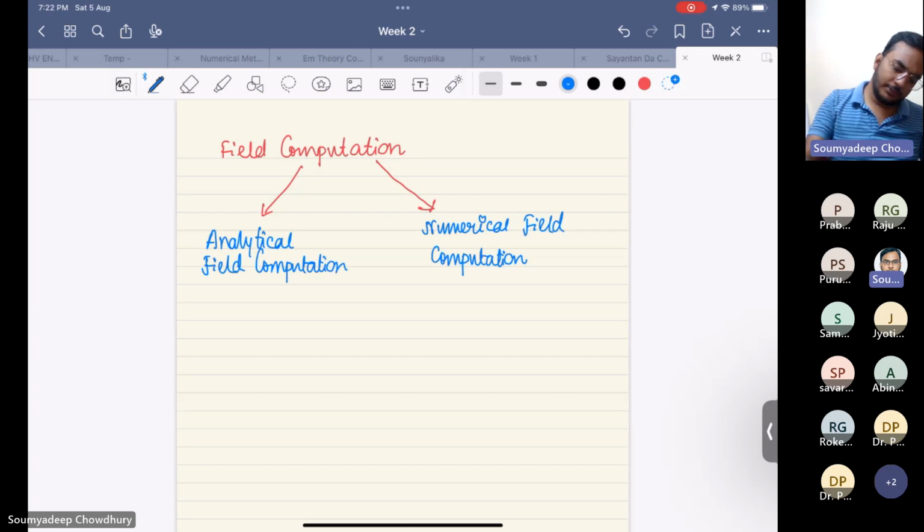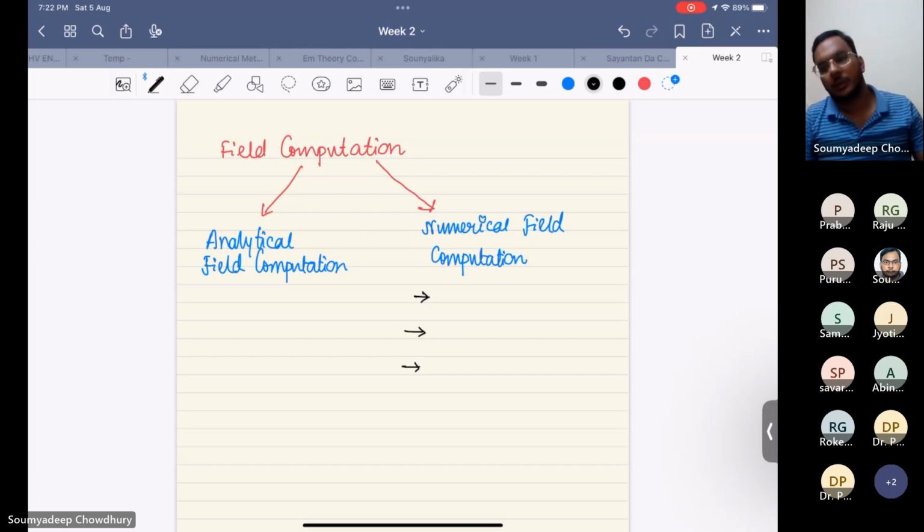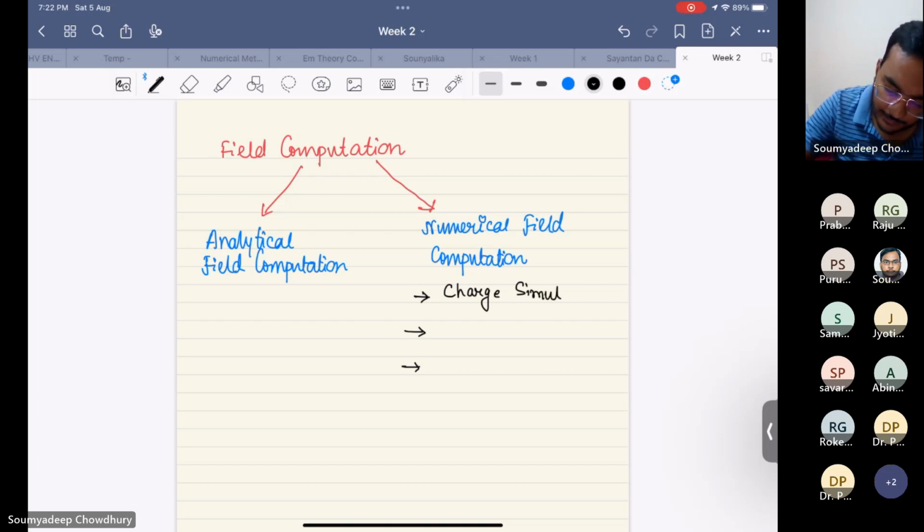Can you tell me some of the numerical methods which we use for field computation? Any idea? Simulation method. Yes. Charge simulation method. Anything else? I think finite element method. Correct.